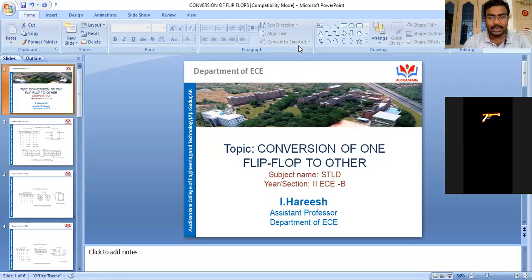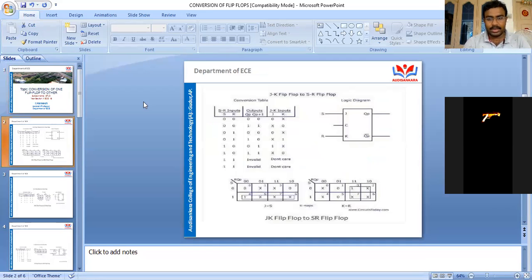Let us see, guys, how you're going to convert the things. Look here, guys. I'm going to take the first slide. We are doing the conversion of a JK flip-flop into an SR flip-flop. JK flip-flop into SR flip-flop, that is our first conversion, guys.